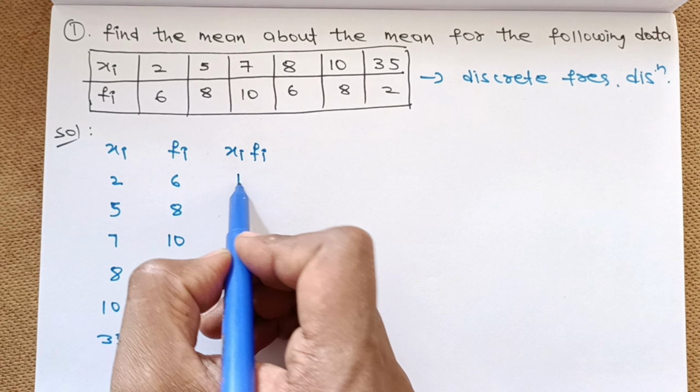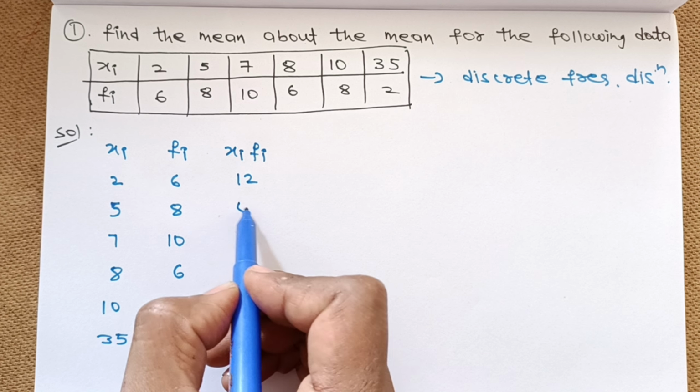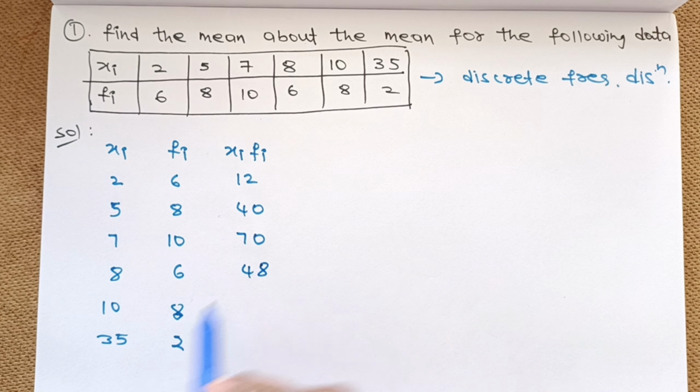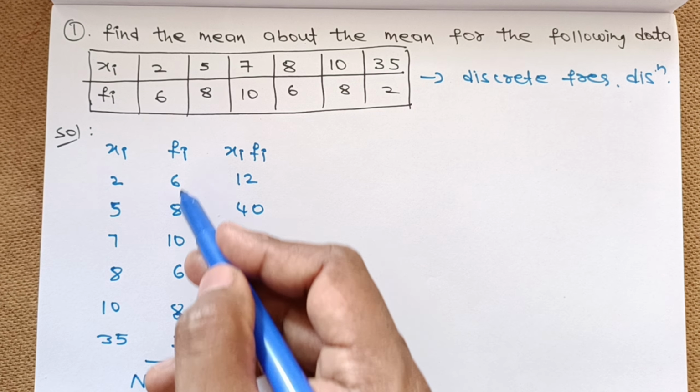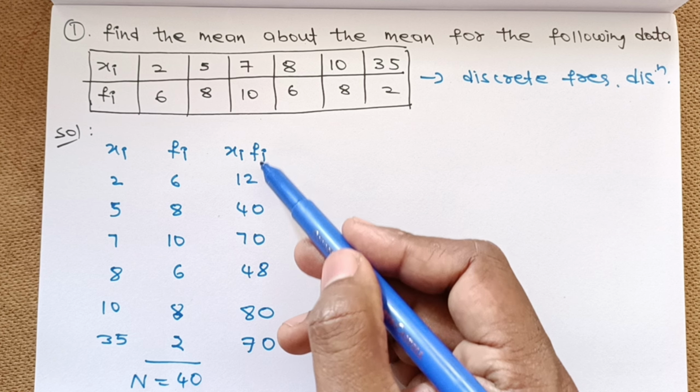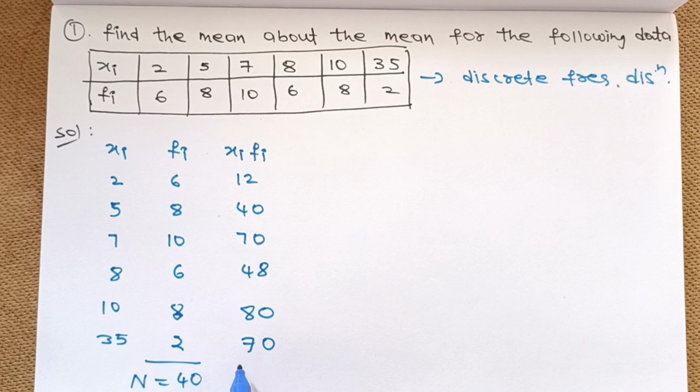2 into 6 is 12, 5 into 8 is 40, 7 into 10 is 70, 8 into 6 is 48, 10 into 8 is 80, 35 into 2 is 70. And we know that capital N is the sum of the frequencies. So add all these frequencies, which equals 40. Next we add all these xi fi values, which is sigma xi fi. You will get 320.